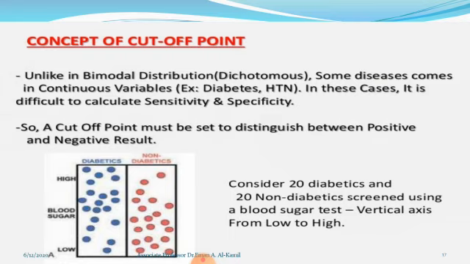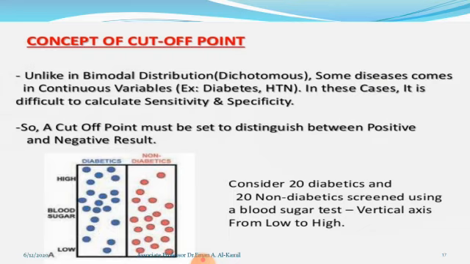In these cases, it is difficult to calculate sensitivity and specificity. So a cutoff point must be set to distinguish between positive and negative results. For example, if we take diabetic and non-diabetic individuals, diabetic according to the glucose tolerance test, and negative according to the glucose tolerance test, at what level can we set the values to say they are positive or negative?